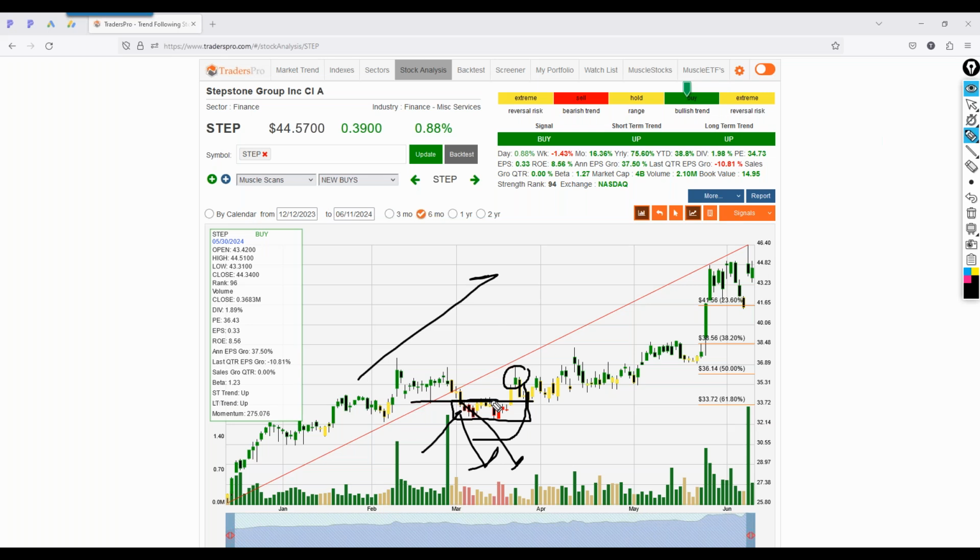Okay, so just the thought of something being good is not good enough. We want it to prove it to us. It has to prove it to us in price, and the proof is in, essentially, the color. We only want to focus on, in this case, the greens and the yellows as it's starting to continue its overall trend higher.